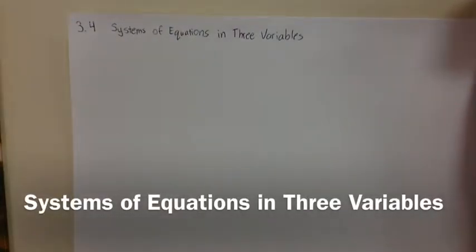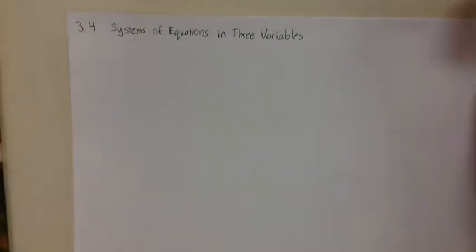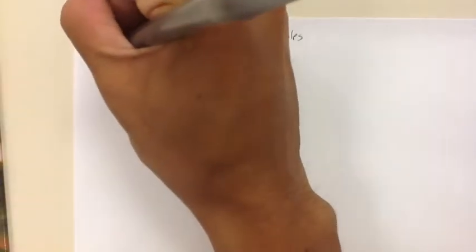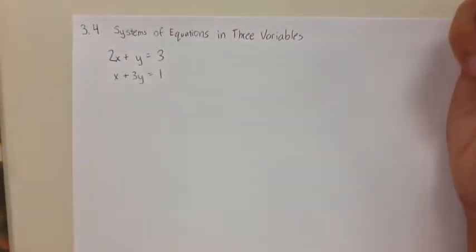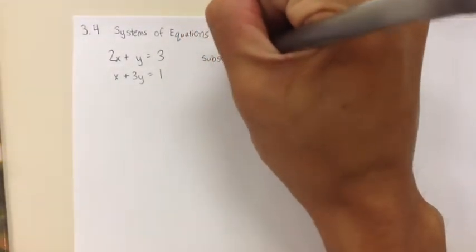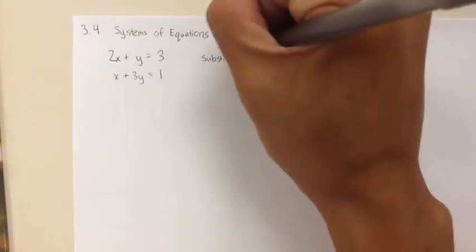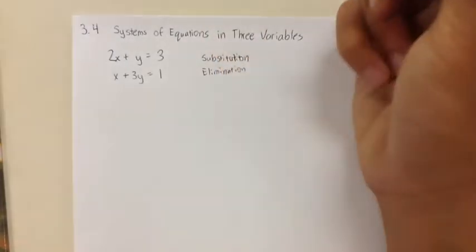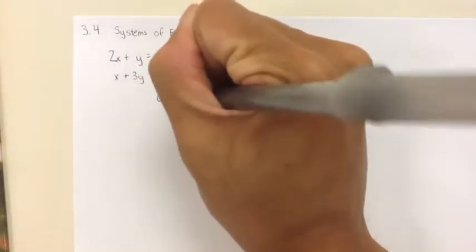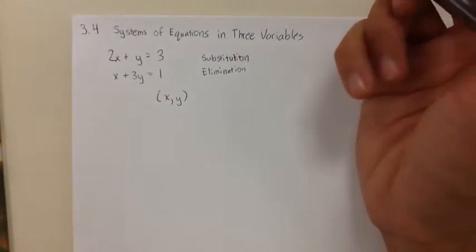Today we're going to be talking about systems of equations in 3 variables. So far we've talked about systems of equations in 2 variables, which would be something like 2x plus y equals 3 and x plus 3y equals 1. And with these, you would use either substitution or elimination to solve them, and you would get some kind of coordinate as an answer, right? You get an x comma y, however you want to do it.